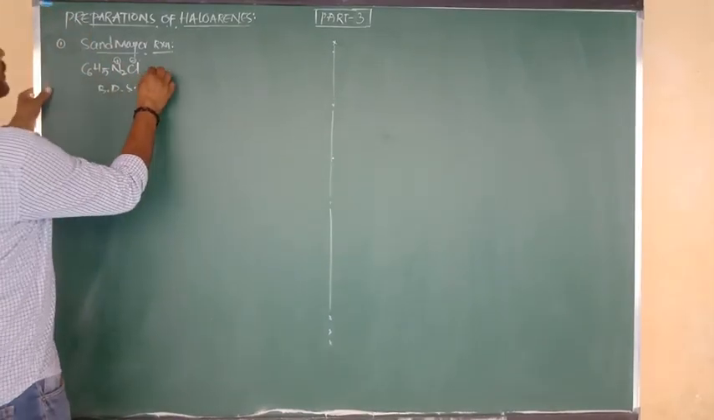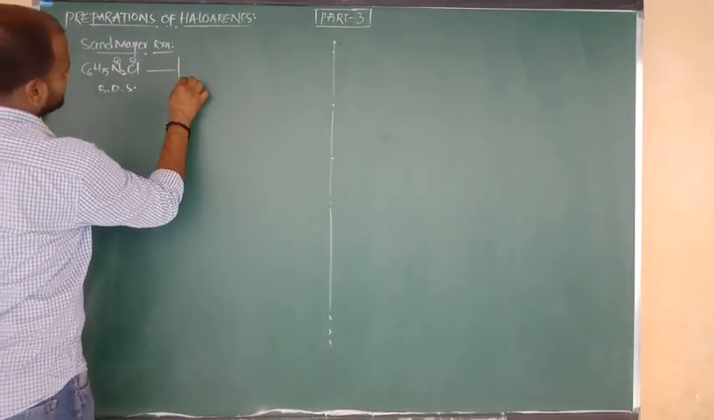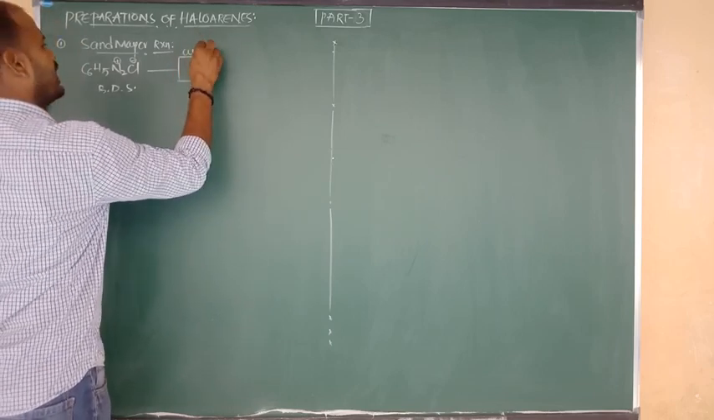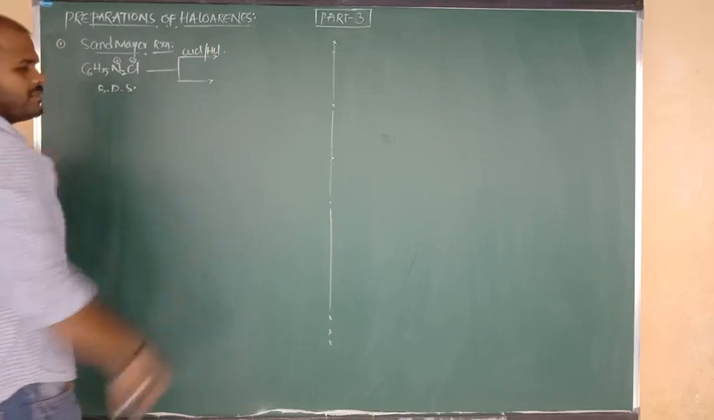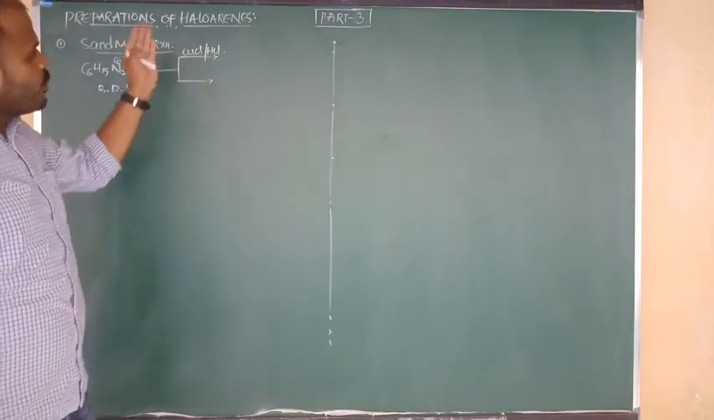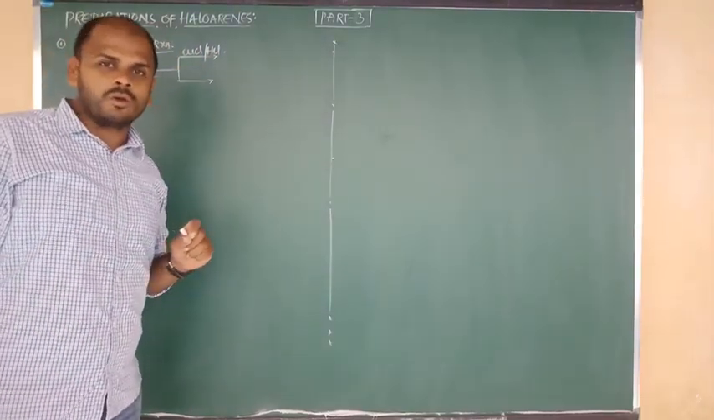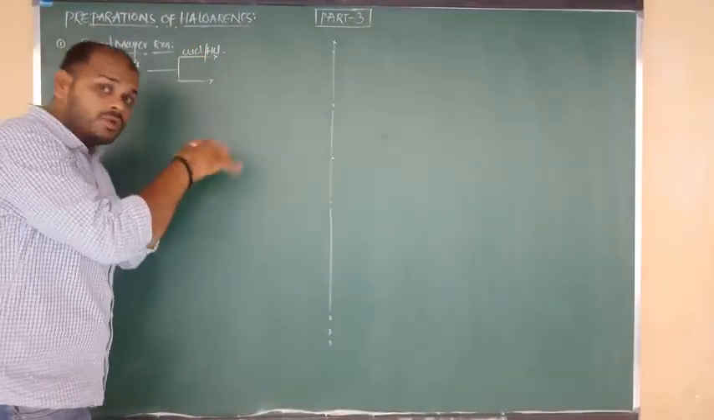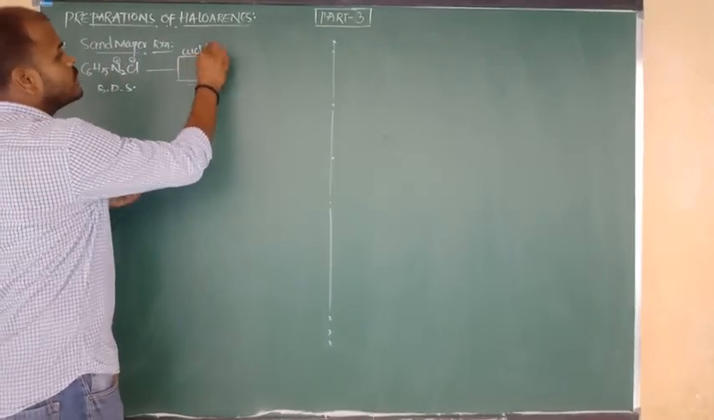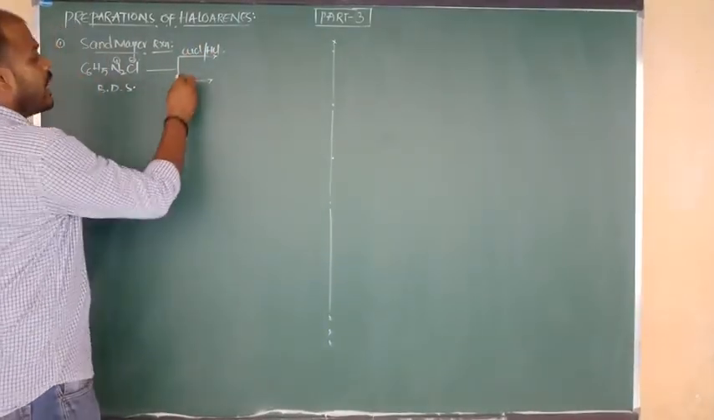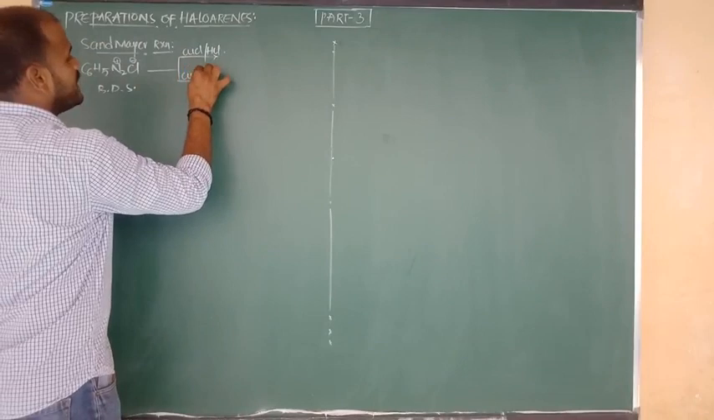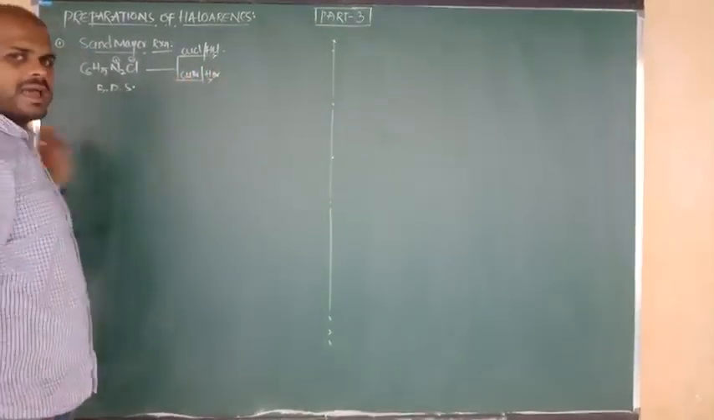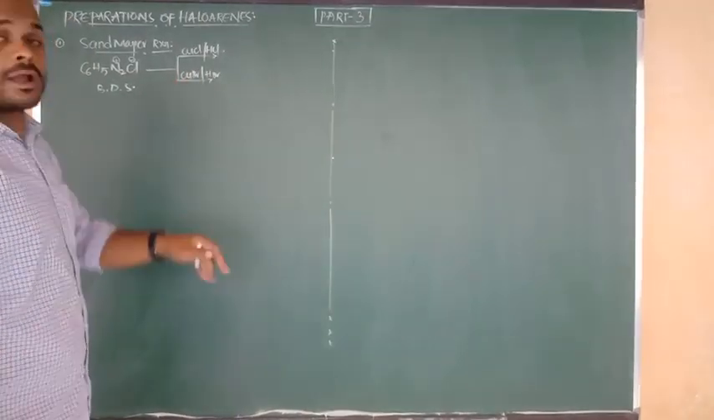Now that BDS undergoes reaction with mainly two types of reagents. One is CuCl in presence of HCl, that means reaction with cuprous chloride in presence of hydrochloric acid. And remember, beta, in place of CuCl you can write Cu2Cl2 as you wish. And also here we can write CuBr, cuprous bromide, in presence of HBr. Instead of CuBr you can write Cu2Br2 also.